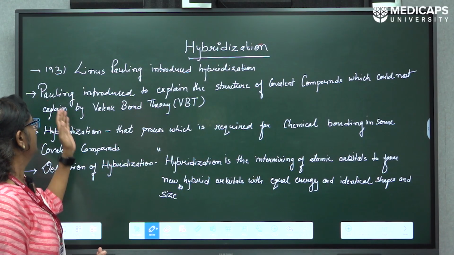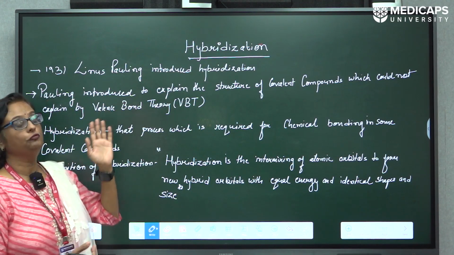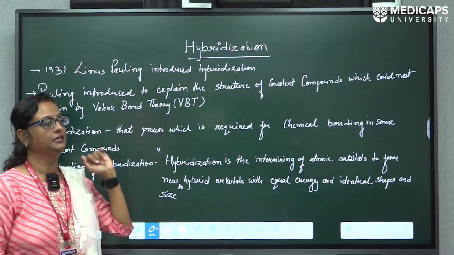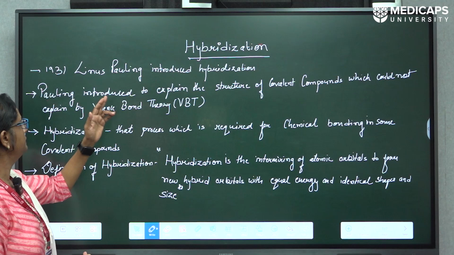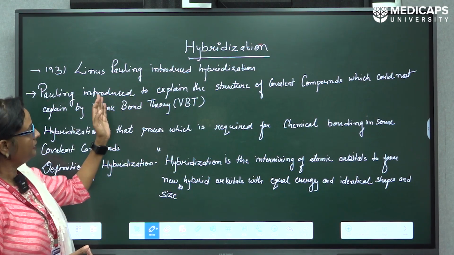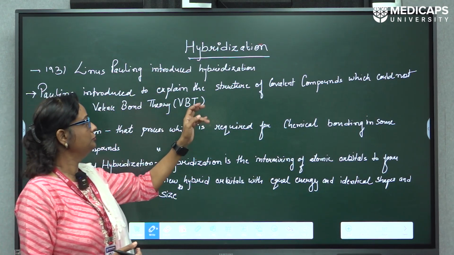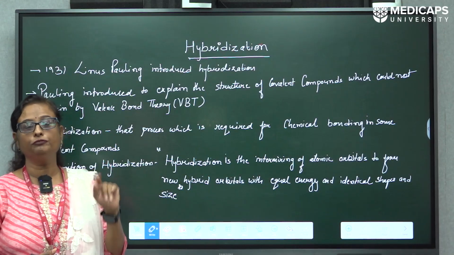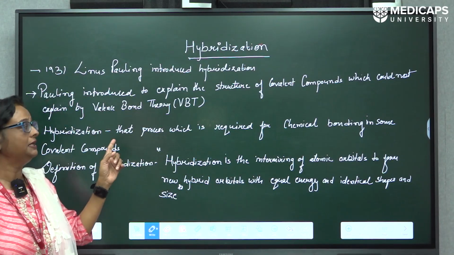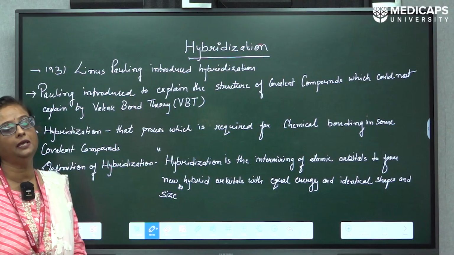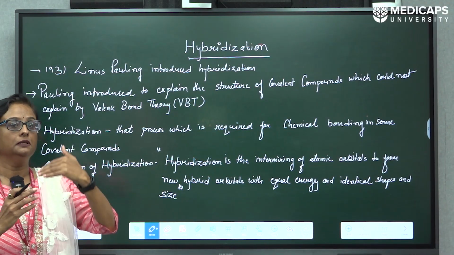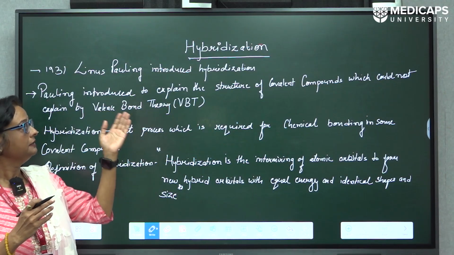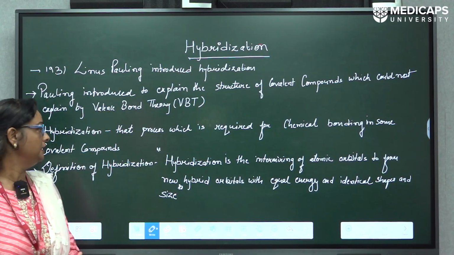First of all, this hybridization concept was introduced in 1931 by Linus Pauling. Pauling introduced this topic to explain the structure of covalent compounds which could not be explained with the help of VBT theory. So we can say that to overcome the limitations of VBT theory, the hybridization concept was introduced.